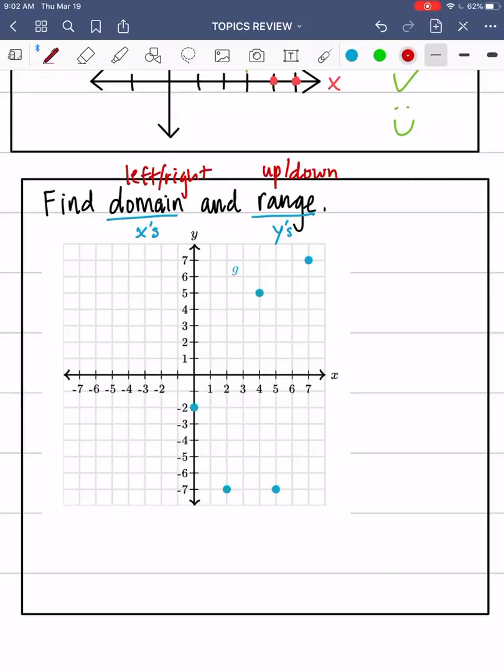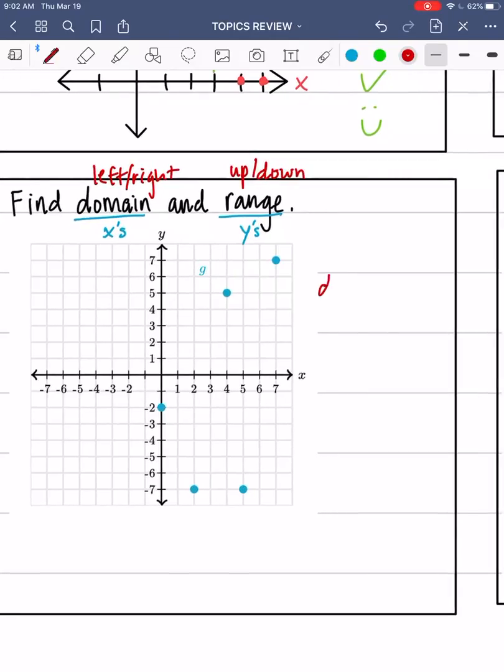Okay, so if we want to write our domain down, let's look at domain, that's left, right. So we need to look at each of these dots and see how far left or right they are. We don't care how far up and down they are right now. We just care left and right. So if we look from the left, nothing's over here, nothing's over here. Here's our first dot. Left and right, that's at 0. So in our domain, we have 0.